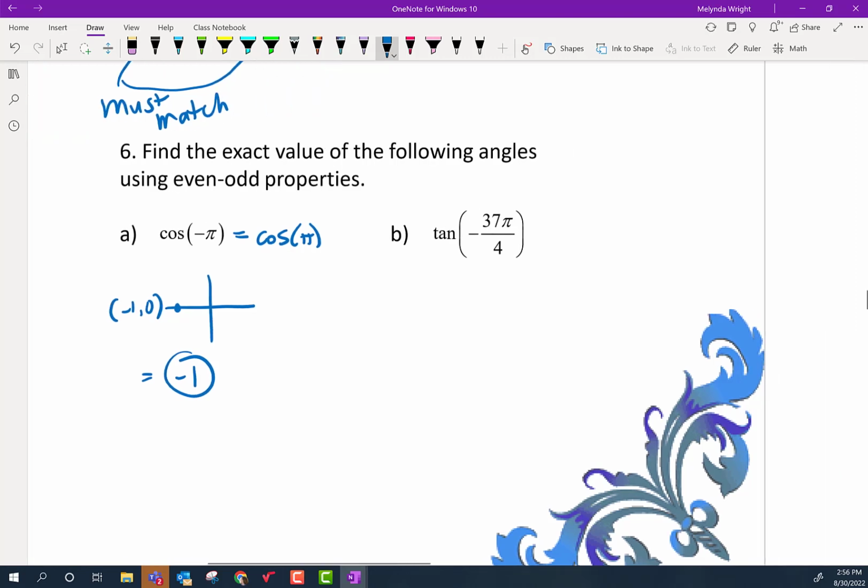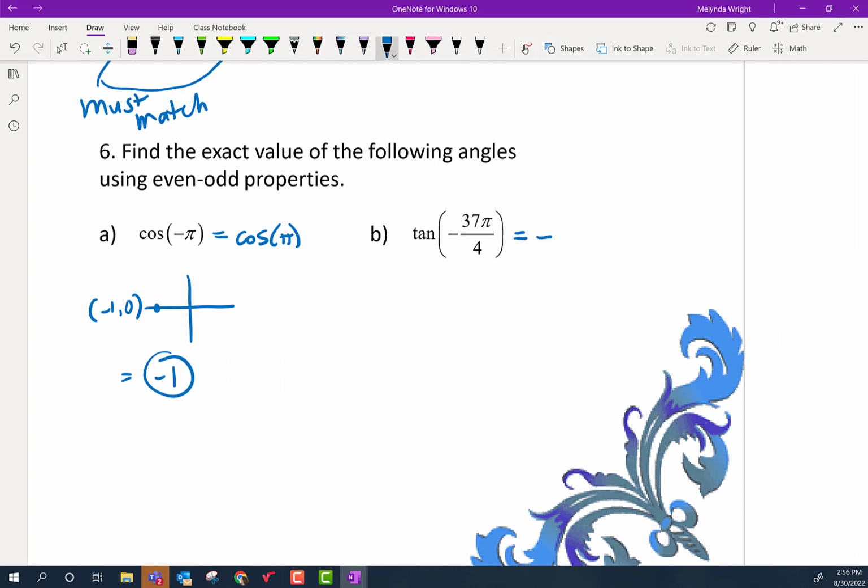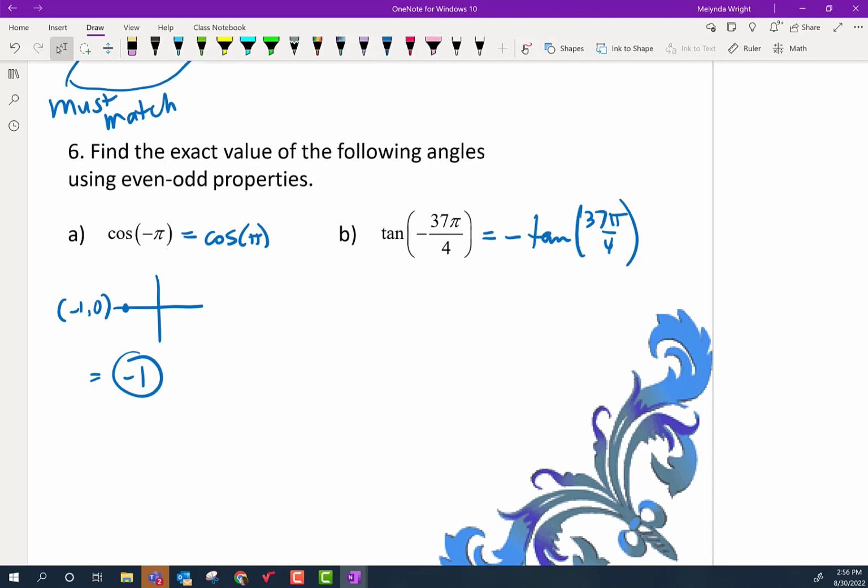Tangent is odd. So this is going to be the same thing as negative tangent of 37 pi over 4. Okay, 37 pi over 4, that's way too big for me. We need to pull out some stuff. So 2 pi in this case, we're going to make it 8 pi over 4. So how many 8s could we take out of 37? Can we take 4 out? Right, 4. So let's just do some scratch work. 37 pi over 4 minus 32 pi over 4 would give us 5 pi over 4.